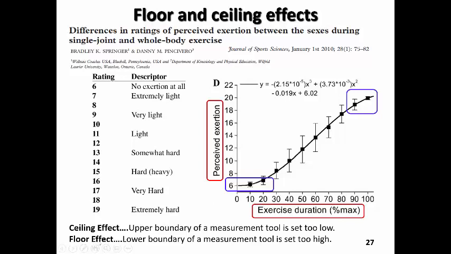The floor effect is the opposite, where the lower boundary of the measurement tool at the very bottom is set too high. Once again, at the very bottom of the scale, at the level of 6, there are very few options that participants can select in order to capture their level of exertion with this type of exercise. And so these two facts do not necessarily invalidate the use of the scale.